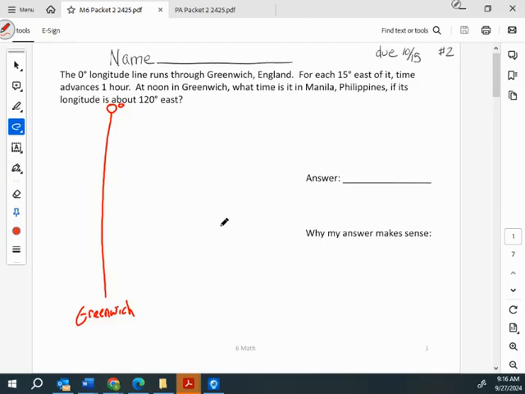Then every 15 degrees east, which way am I going to go if I'm going east? Do I go to the left or to the right? Emma? Yeah, because on our map, north is up, south is down, west, east. So we're going to the right towards the east. So I'm going to do 15 degrees. How much time has passed? Adeline? 1 hour.